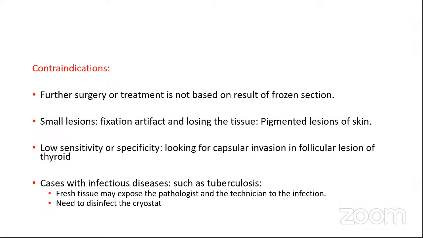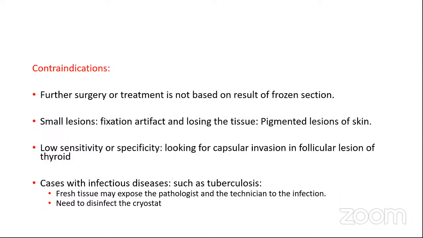Other contraindications, or things that are discouraged, for using frozen section are when further surgery or treatment is not based on the result of the frozen section. If we have small lesions, it's highly recommended not to send them for frozen section because of fixation artifact or loss of the tissue, such as a pigmented lesion of the skin or a small tissue from a brain biopsy. We try to save it for permanent so we can do additional tests on it, or give a better diagnosis and better subclassification of the tumor.